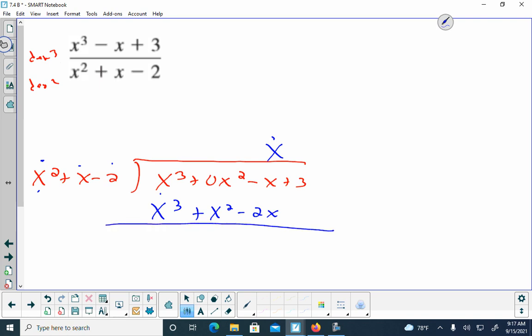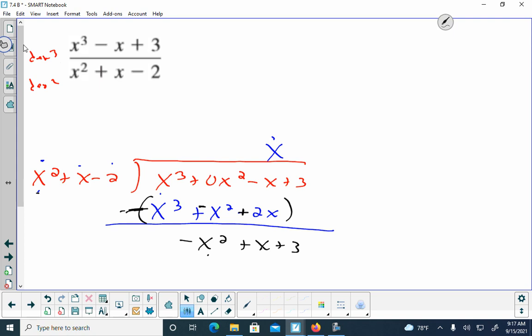Then remember you subtract. So here I'm going to subtract, which means all my signs are going to change. So this is negative, this is negative, this will become a positive. And so the x to the thirds will equal 0, and I'm going to have negative x squared plus x plus 3.